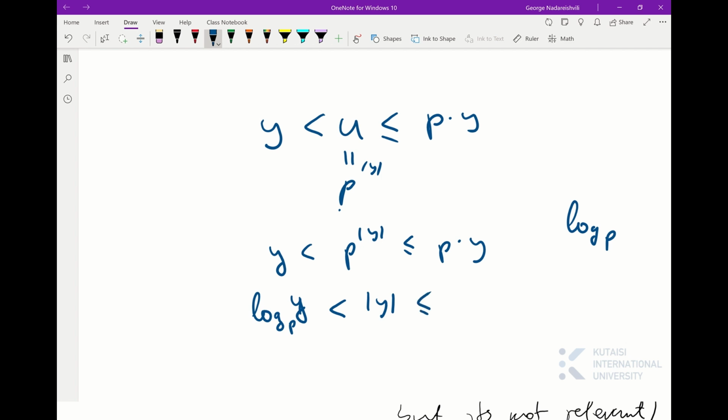Here plus 1 basically, right? Log p of p. What is this?